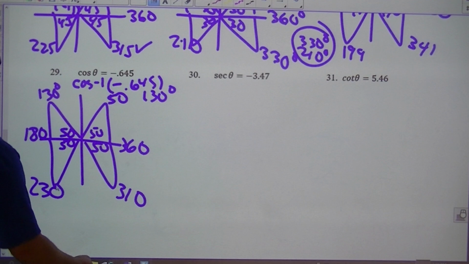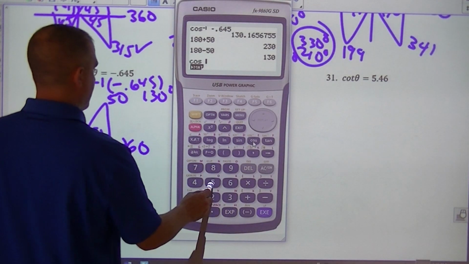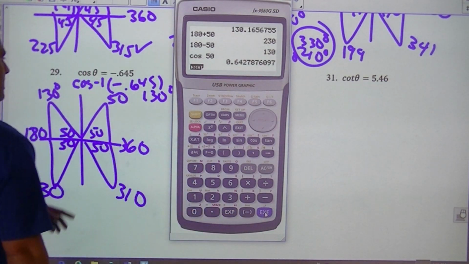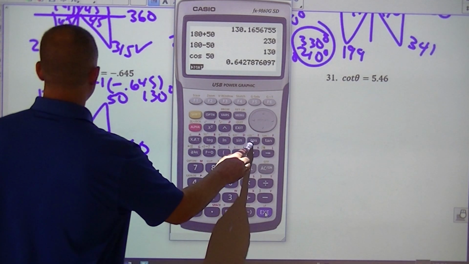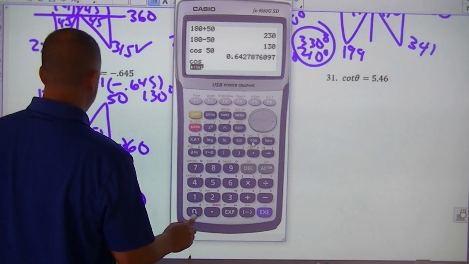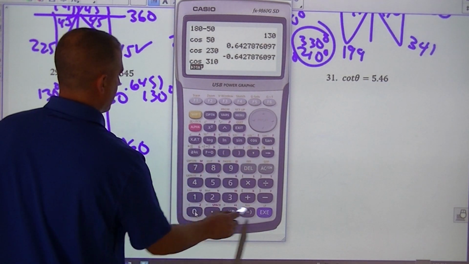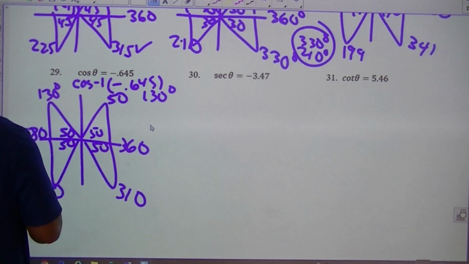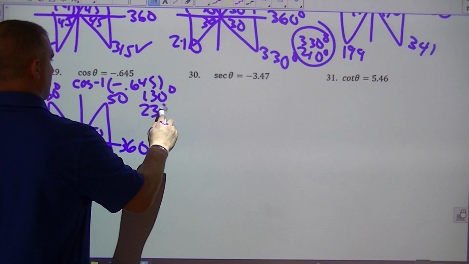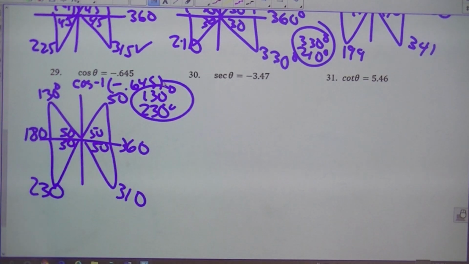Now, what I would do is type in cosine of 50. That's positive. I want the negative version. Cosine of 130 I already have. Cosine of 230, that's your negative. Cosine of 310, that's positive. So this is the other one that works. The other one that works is 230. All right, last two questions.